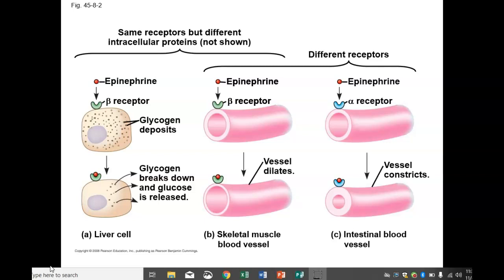And then at the same time, that same epinephrine is going to bind to an alpha receptor, which is very similar, and it's going to bind to the intestinal blood vessels, and it's going to shrink them or constrict those blood vessels, because you don't want to worry about digesting your food when a tiger's chasing you. You want to worry about running away. So your skeletal muscle blood vessels are going to dilate so that more blood flow gets to them. At the same time, your intestinal blood vessels are going to constrict because they're not really necessary at that moment.